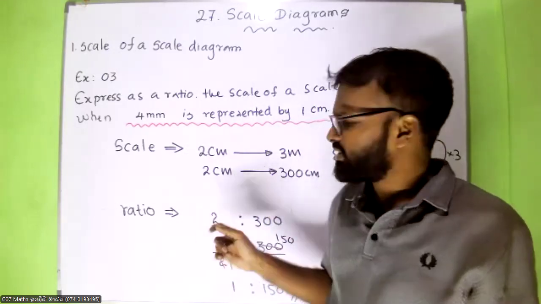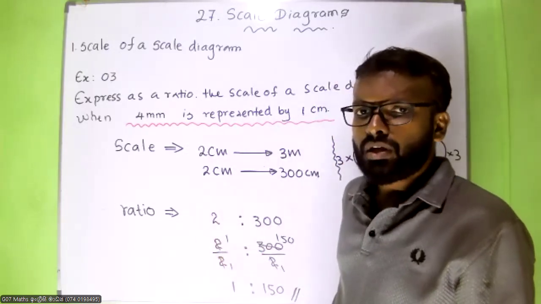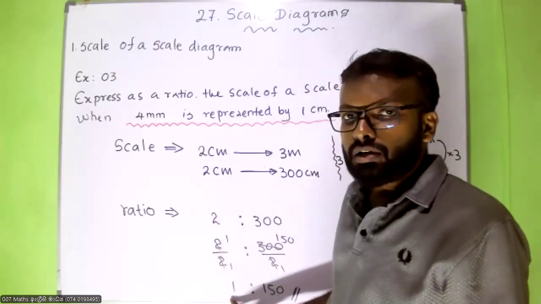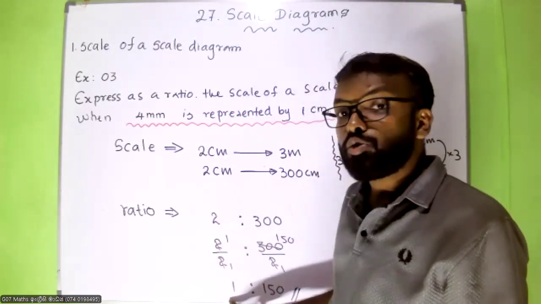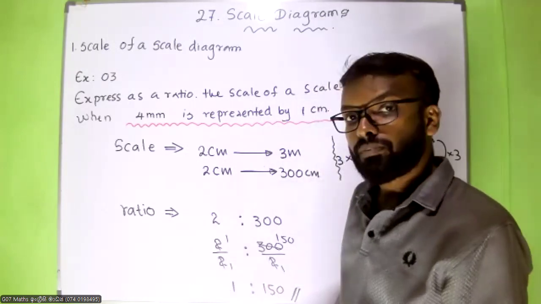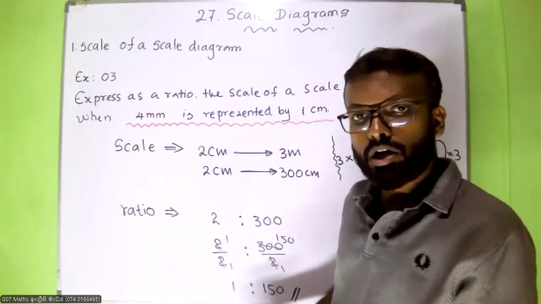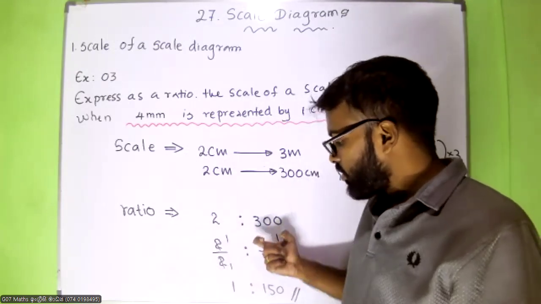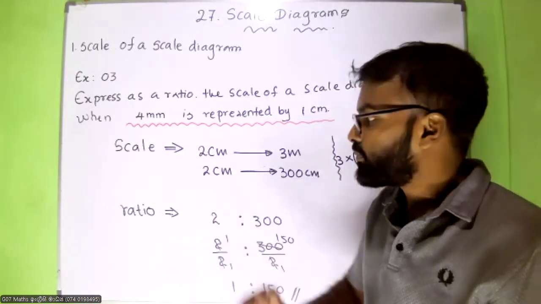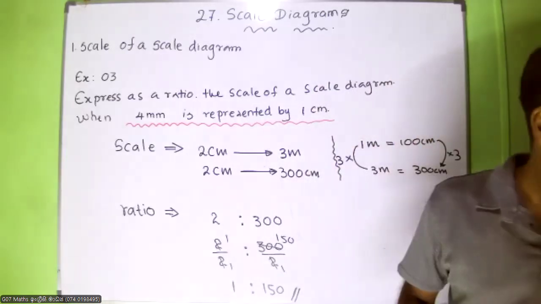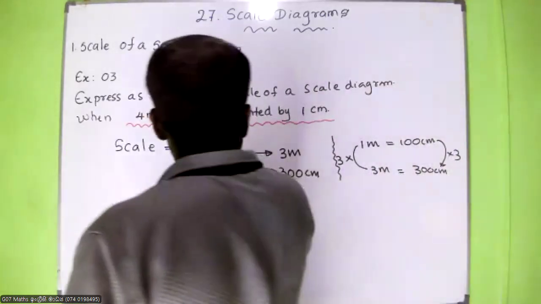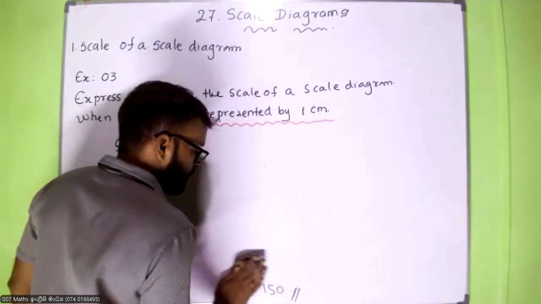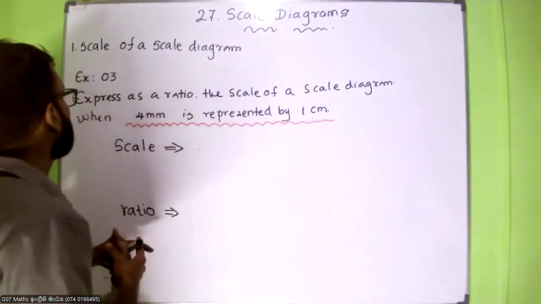Now I feel like this can be simplified more. That means in your left hand side, until you get 1, you have to simplify. 1 to something. Keep that in your mind. So example number 3 is this one.